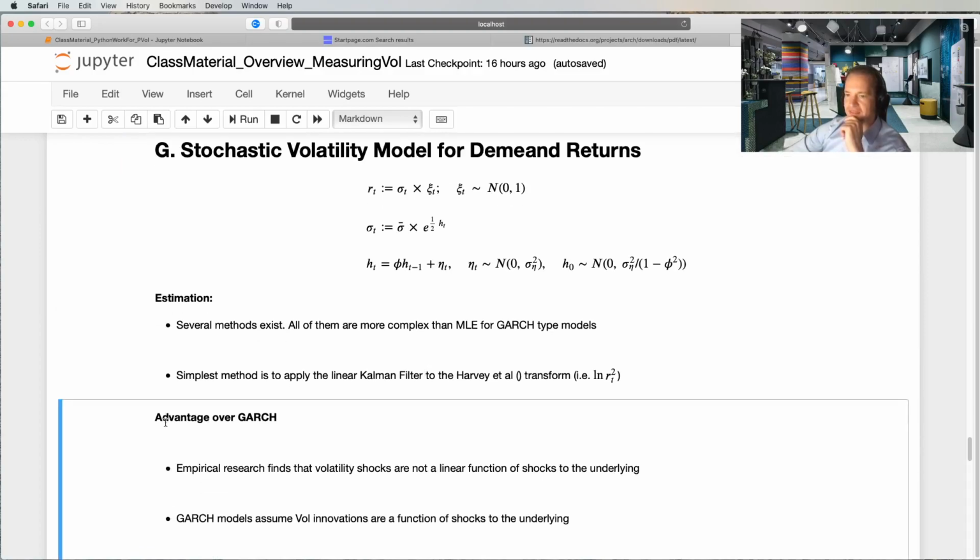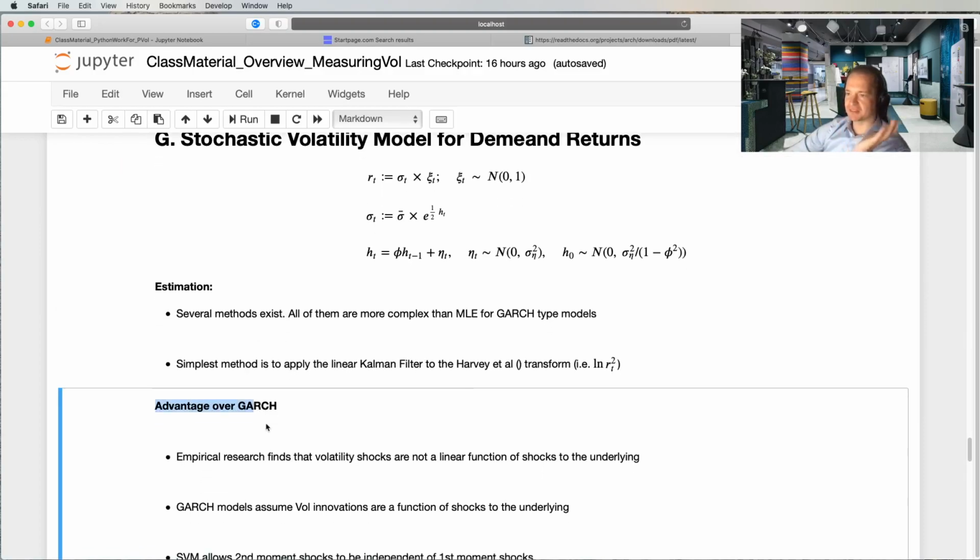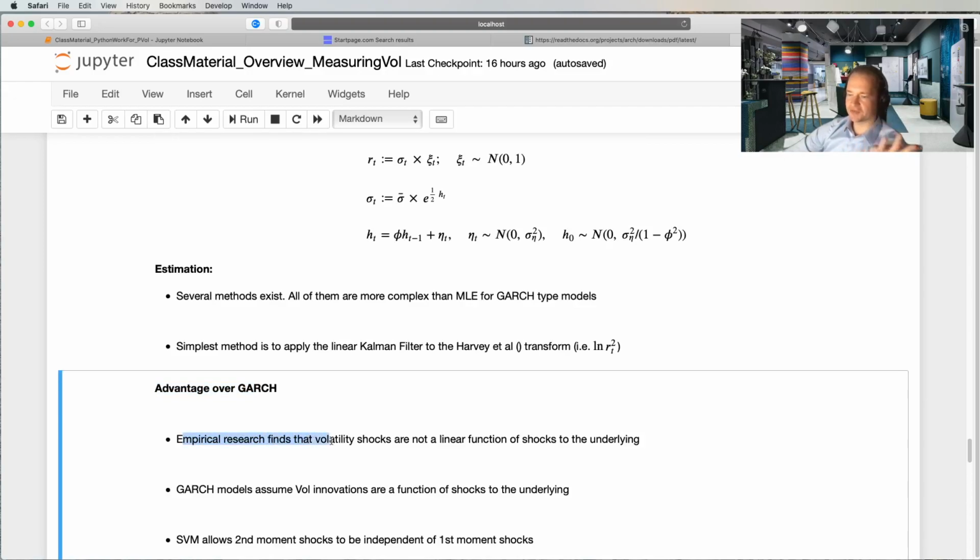Now, just give me a bit of presentation. What's the advantage over the GARCH? Well, empirical research finds the vol shocks are not linear functions of the underlying. In finance terms, people were asking whether you can hedge an option portfolio with the underlying. Let me repeat that. Can you hedge an option with the underlying?